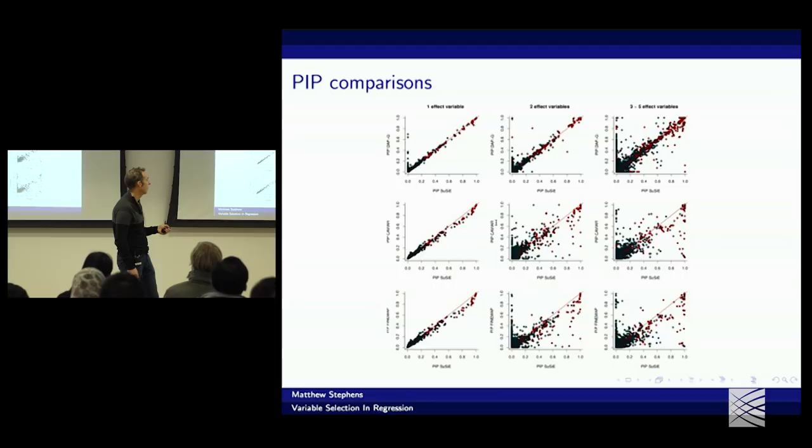You can see that when we simulate with two effect variables or 3 to 5 effect variables, the agreement is less good between the methods. I should emphasize that these methods are all fitting slightly different models. They're all very similar, Bayesian approaches to multiple regression, but there's various things like your prior parameters, as well as potentially computational errors.